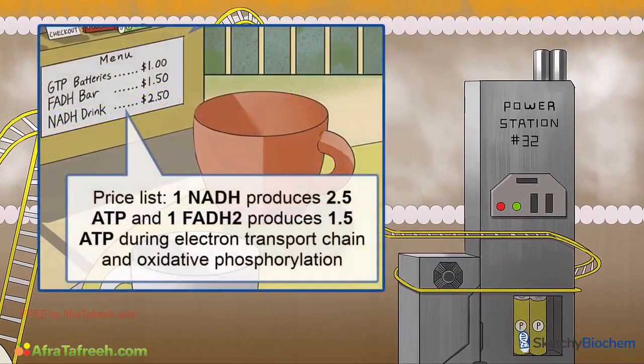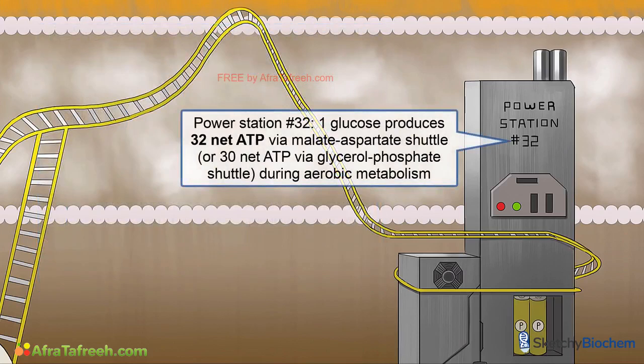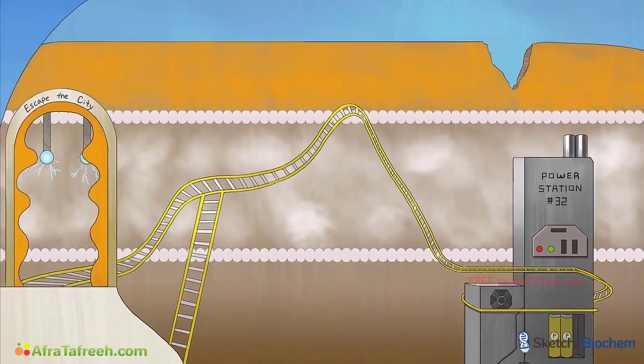Recall that we once said that 1 NADH produces 2.5 ATP and 1 FADH2 produces 1.5 ATP. Well, this is where we start to make those conversions. The ETC is the final step of aerobic metabolism, and this is where all that hard work building NADHs and FADH2s finally pays off. We'll spare you the multiplication, but just know that 1 glucose will produce approximately 32 net ATP during aerobic metabolism. That's why the power station is numbered 32.